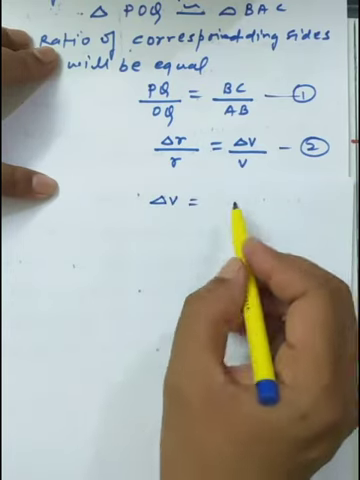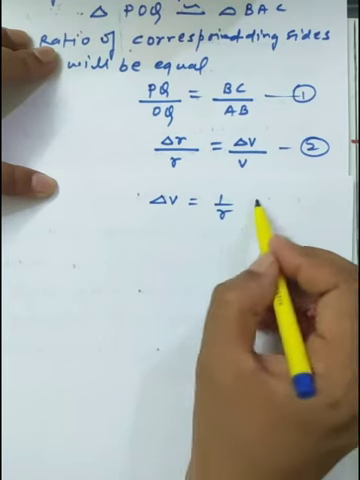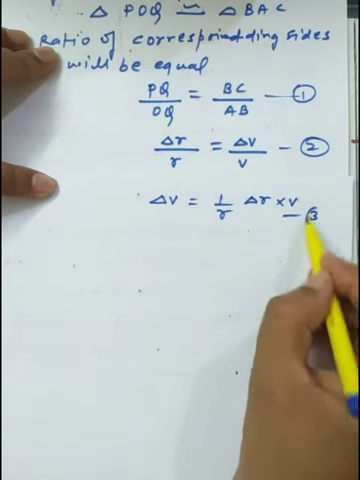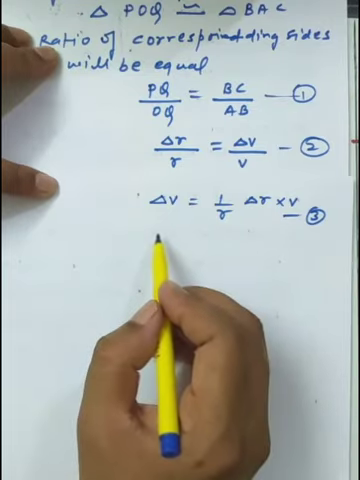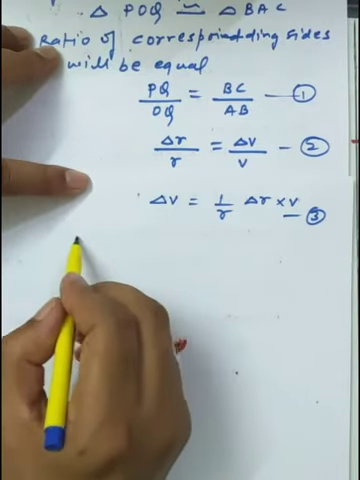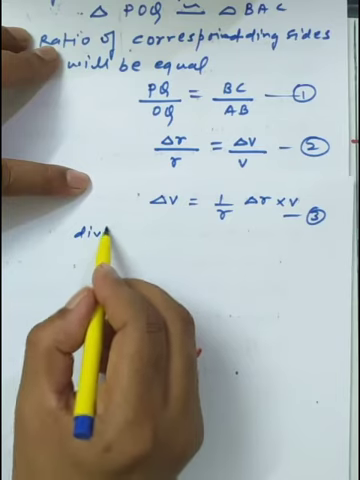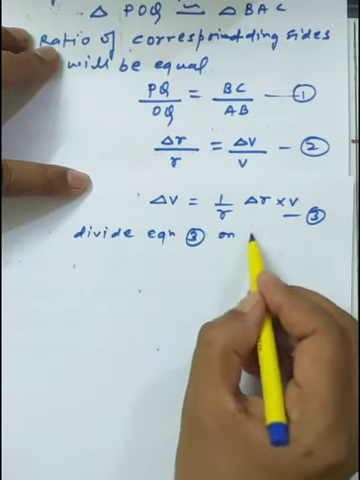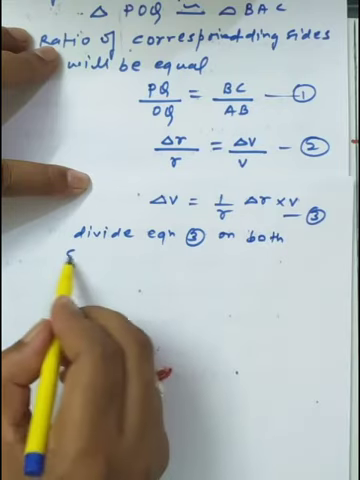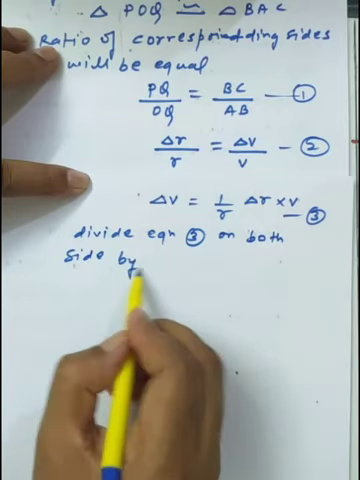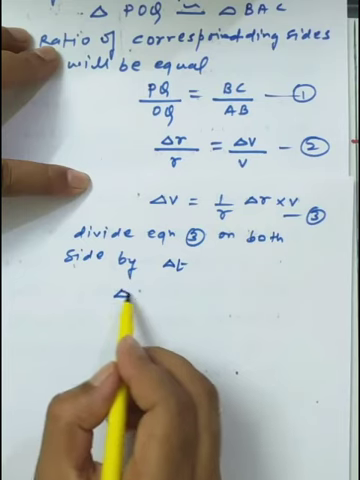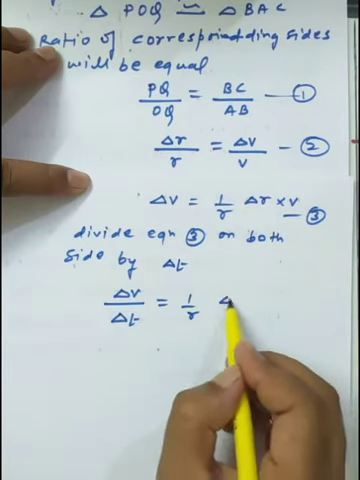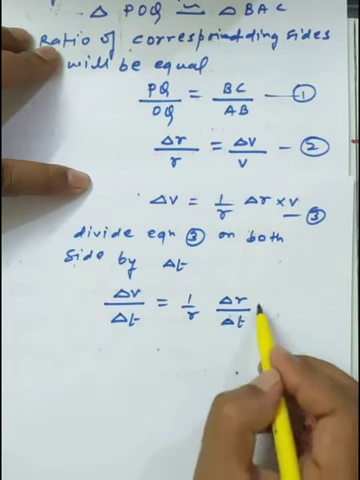delta V is equal to 1 upon R, delta R into V we have. This is equation number 3, and on both sides we are just dividing by the delta T. Okay. Divide equation 3 on both sides by the delta T. So what I am getting is delta V upon delta T is 1 upon R, that is called the delta R upon delta T dot V.